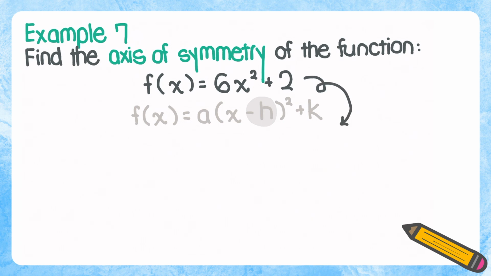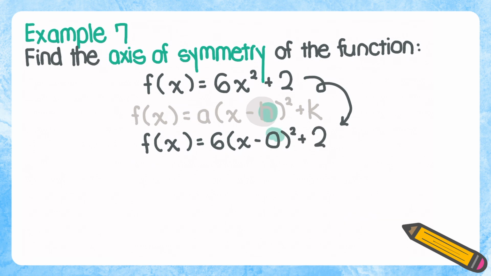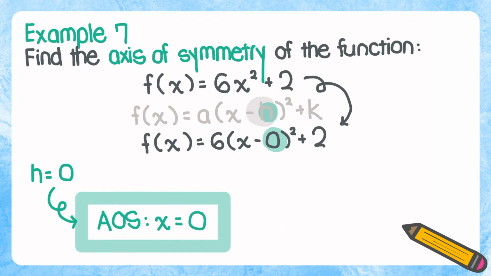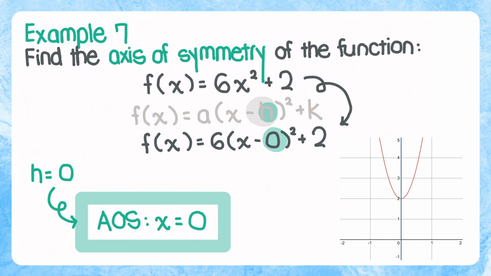Let's rewrite this function. We'll have f of x equals 6 times x minus 0 quantity squared plus 2. So in this case, h equals 0. H equals 0, so our axis of symmetry is at the line x equals 0. It's actually on the y-axis as we see in this graph.